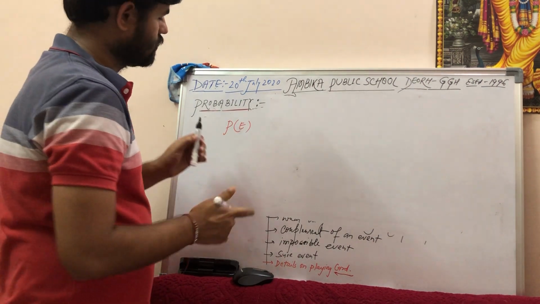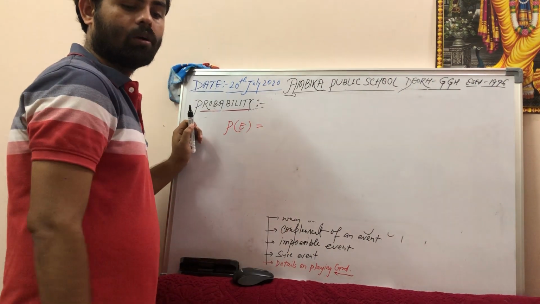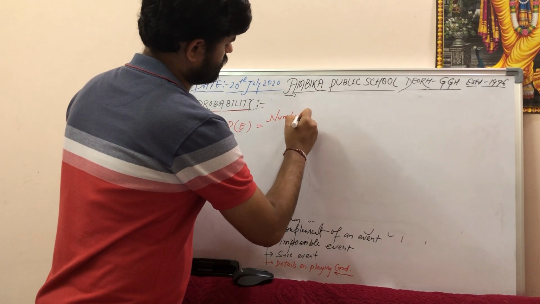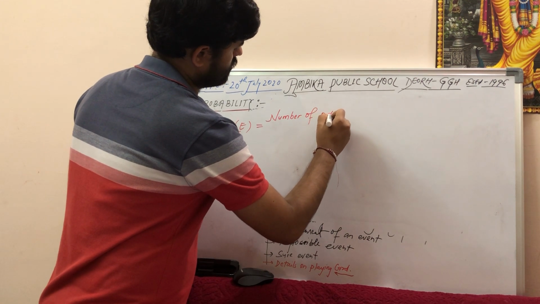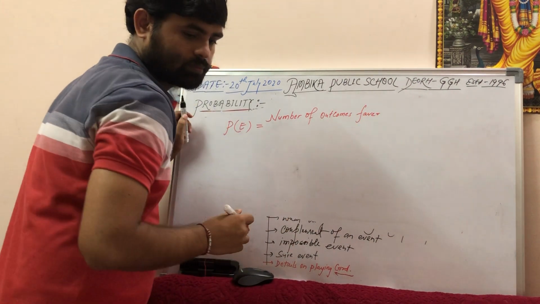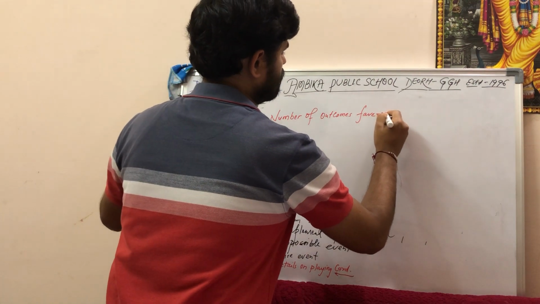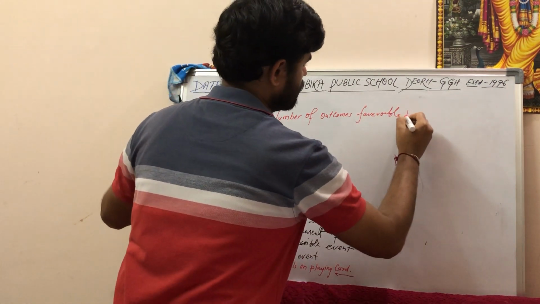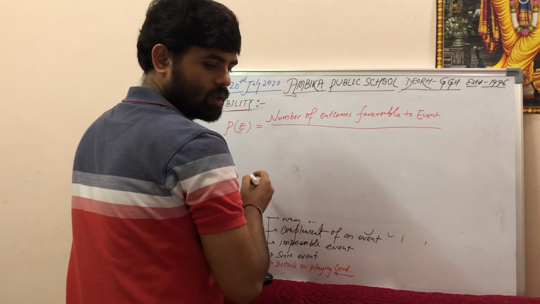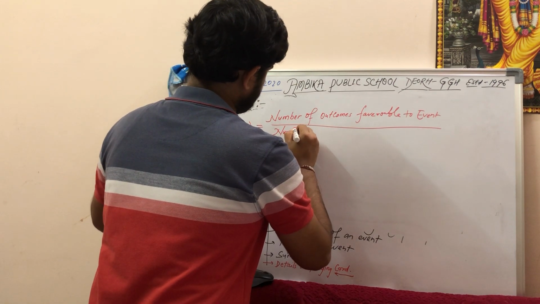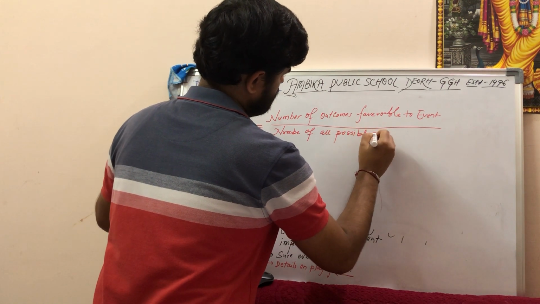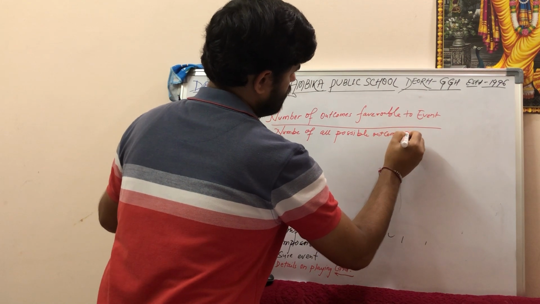So the theoretical probability formula is: P equals number of outcomes favorable to the event, divided by number of all possible outcomes of an event.